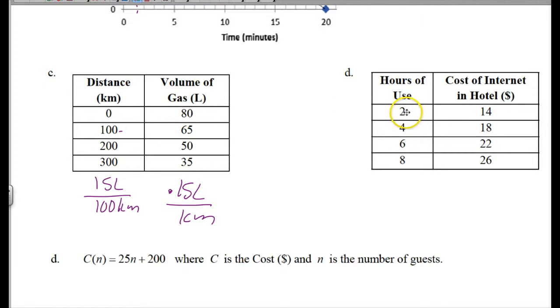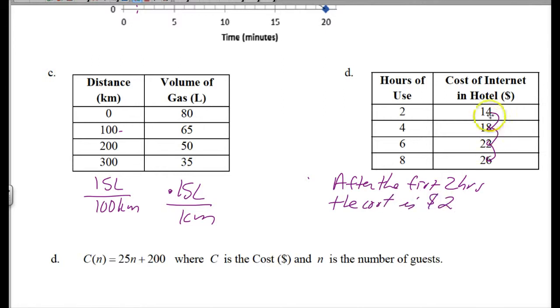Hours of use. 2 hours. Cost of internet and hotel goes up by 4. So after the first 2 hours, it is $4 for every 2 hours. So after the first 2 hours, it's $2 per hour. After the first 2 hours, the cost is $4 for 2 hours, or $2 per hour.